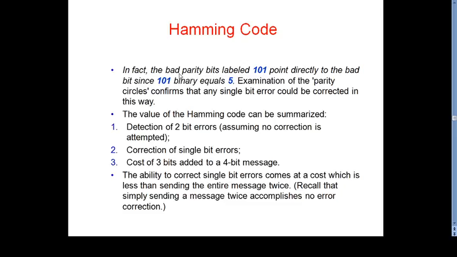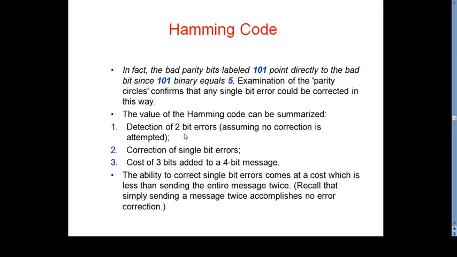In fact, the bad parity bits label 101 points directly to the bad bit, since 101 in binary is equal to 5. The examination of the parity circles shows that a single bit error can be corrected in this way. So the value of Hamming code is summarized.